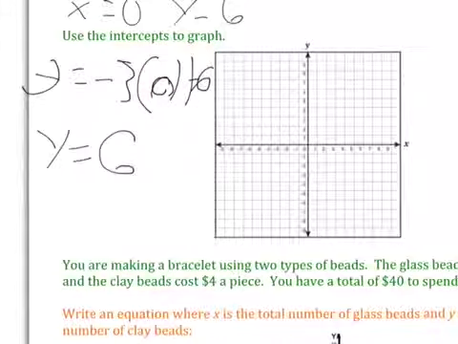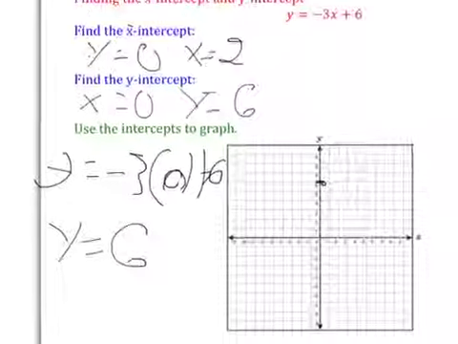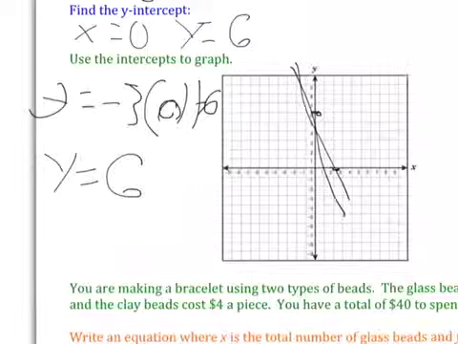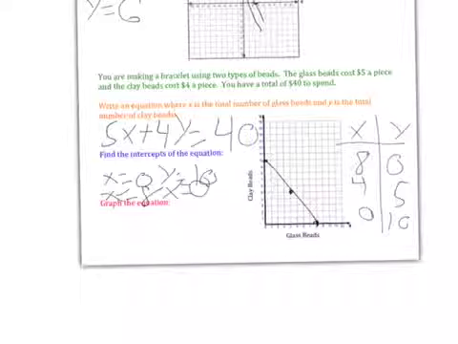Okay, so we've got glass beads, that's our x, and clay beads, that's our y, because of the way they're written. Glass beads are 5 apiece. Clay beads are 4. So the equation is 5x plus 4y equals 40. When x equals 0, y equals 10. When x equals 8, y equals 0. So then we have three possible points: 8 and 0, 4 and 5, 0 and 10, and then this is our graph.